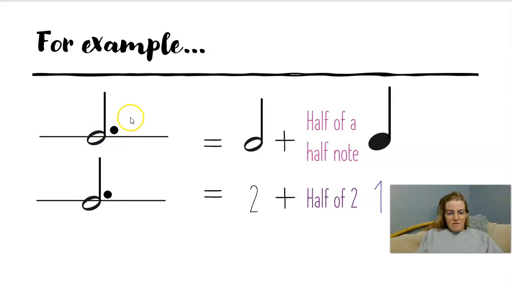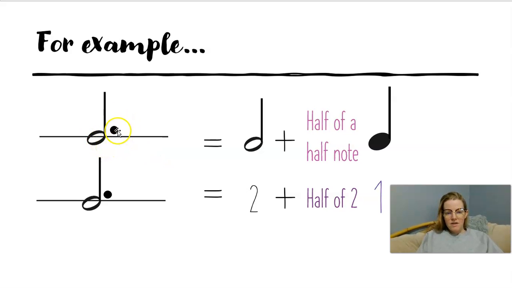If we attach this little freckle there, it's adding half the value to the note that it's attached to. So if we know that our half note is worth 2 beats, it's going to add half of 2. Half of 2 is 1. So 2 plus 1 equals 3. It would be 3 total beats here.